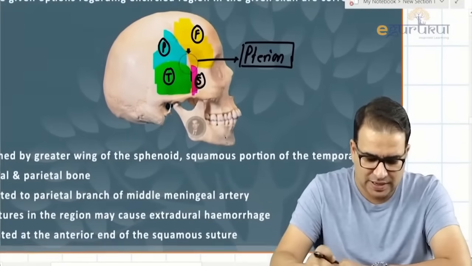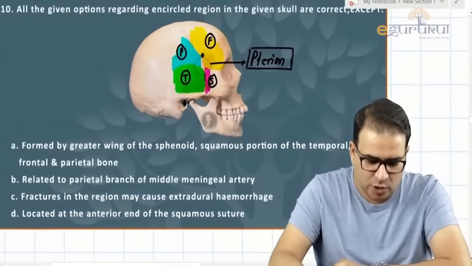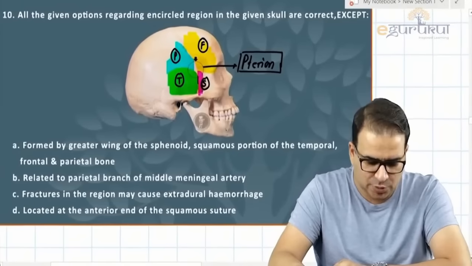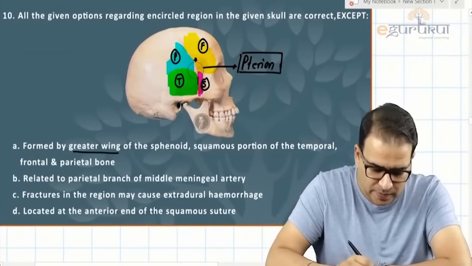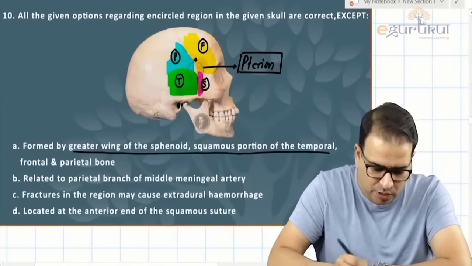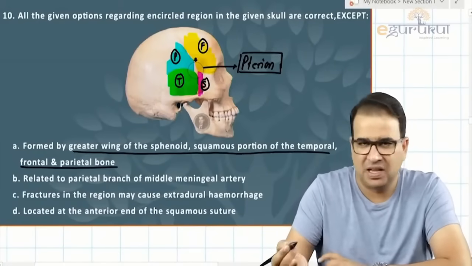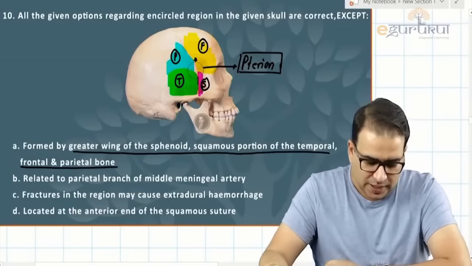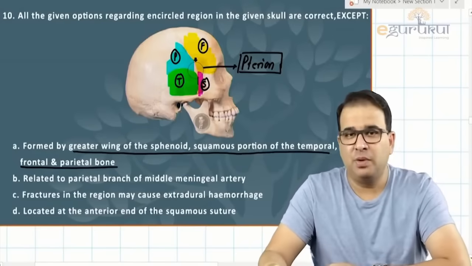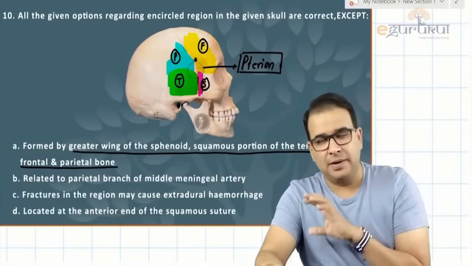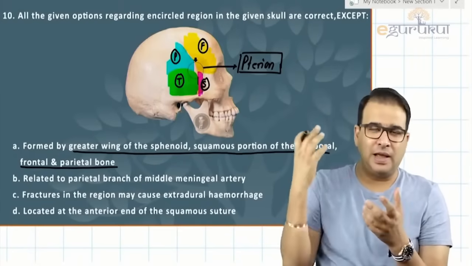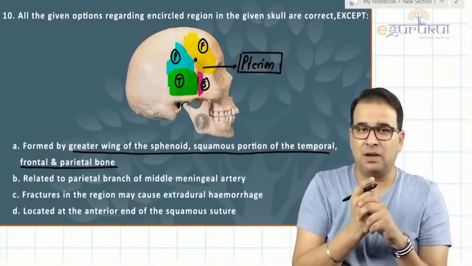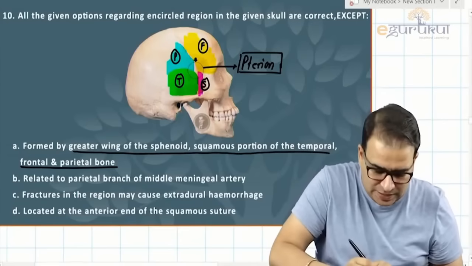Let me go with the options here directly, guys. We have to find out the incorrect option here. All are correct except. Option A says formed by the greater wing of sphenoid, squamous part of temporal, parietal and frontal bone. Correct. That's what we said. Option B says it's related to the parietal branch of the middle meningeal artery. Yes, we know that the middle meningeal artery is related to this point of pterion, where it can be involved in the extradural hemorrhage also. But you got to look at the word here, that is the parietal branch.